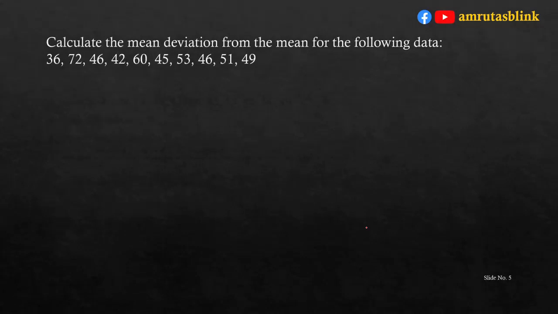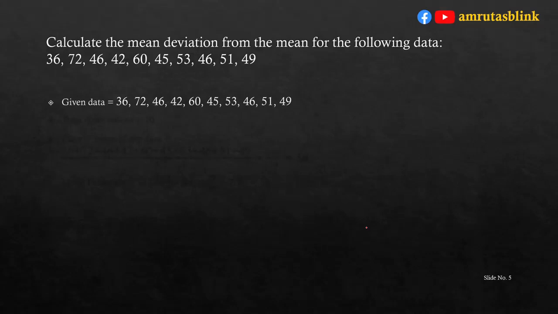Moving to next problem. Calculate the mean deviation from the mean for the following data: 36, 72, 46, 42, 60, 45, 53, 46, 51 and 49. Now, here we need to calculate mean deviation about the mean. So, we will first of all calculate mean of the data.